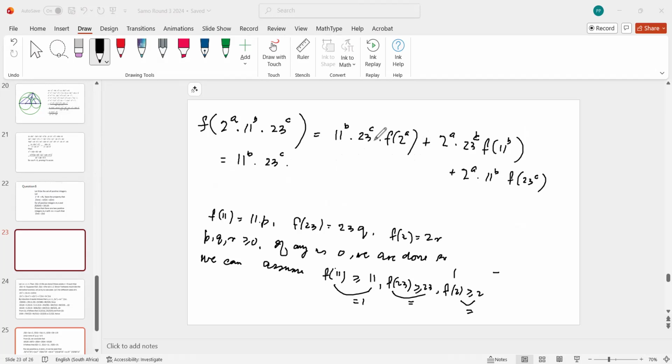So if you know the derivative formula, this is a times 2 to the power of a minus 1, right, times f of 2, which is 2. We know that f of 2 is equal to 2. Here you got 2 to the a times 23 to the power of c times f of 11 to the power of b, which is b times 11 to the power of b minus 1 times f of 11, which is 11.